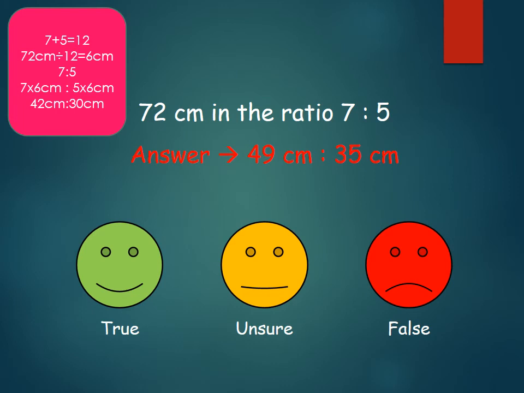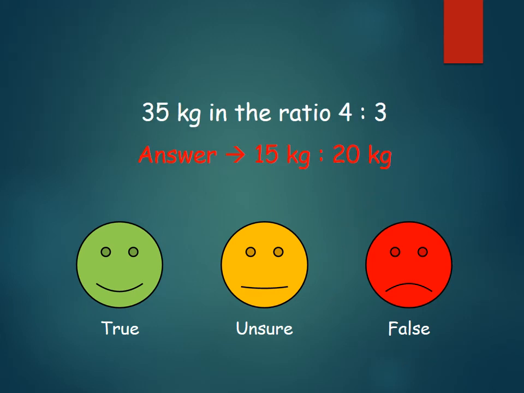So what do you think? Is his answer correct or not? No, his answer is false. Another question. 35 kg in the ratio 4 to 3. The answer is 15 kg to 20 kg. What do you think? True or false? Who will tell me the answer?